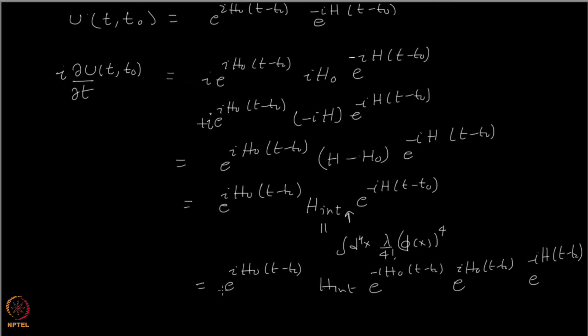Okay, now if you see this part, this is containing H interaction, which is just this. So you have field, 4 factors of field phi, and there is some lambda over 4 factorial d^3 x. Sorry, it should be d cube x.